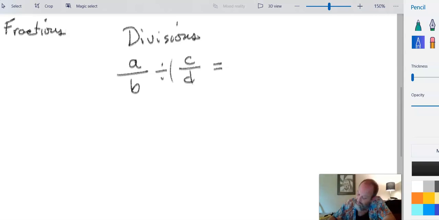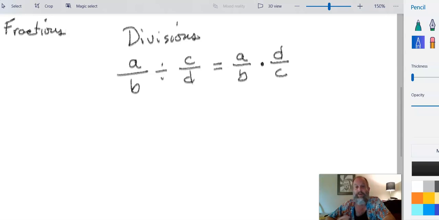I can rewrite the problem as a multiplication problem. So what you do is when you have division, you flip the second one, right? And now you can multiply. So if you know how to multiply, you should be able to divide. And really the only thing that changes here is that you take the reciprocal by flipping this fraction over. One's C over D, the other's D over C.